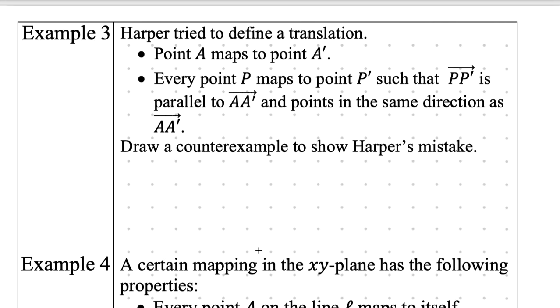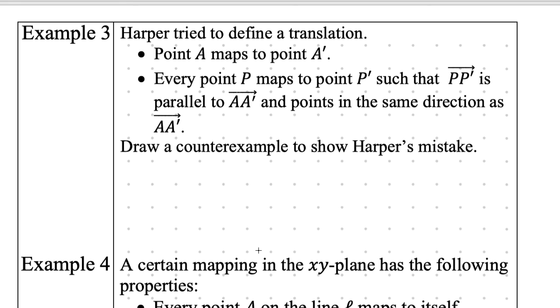Okay, translation. It's another word for move, right? I'm translating from point A to A prime. This first bullet point doesn't even define anything. It's just saying, hey, I'm going to go from A to A prime. Okay, this is kind of the bread and butter here. So every point P maps to point P prime. Again, not really any new information. We have our source and we have our image.